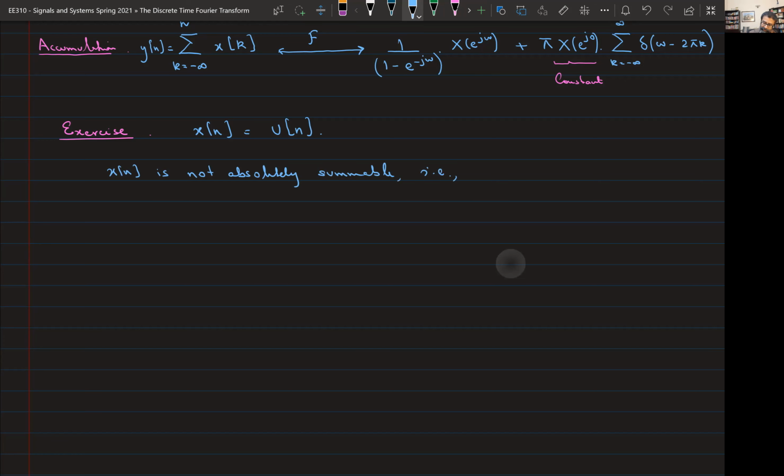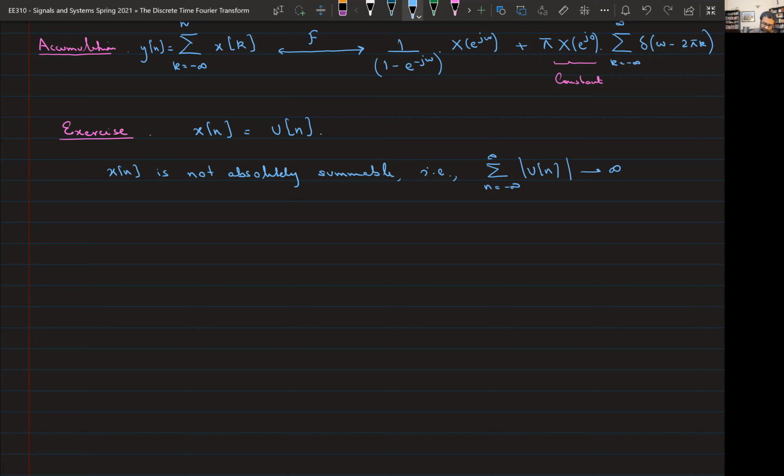The summation over n from minus infinity to plus infinity of the absolute value of u of n is actually equal to infinity, so it's not absolutely summable. This means that if I sum the absolute value up, it diverges. So this goes to infinity.